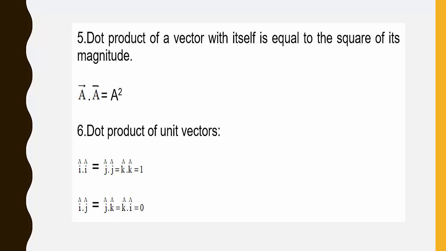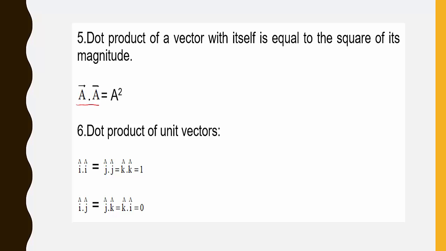The dot product of a vector with itself is equal to the square of its magnitude. Here it is given the dot product of a vector with itself. For example, vector A dot vector A, vector B dot vector B, or vector R dot vector R. It is the vector multiplied with itself, and this is always equal to the square of its magnitude. That is, vector A dot vector A is equal to A square.